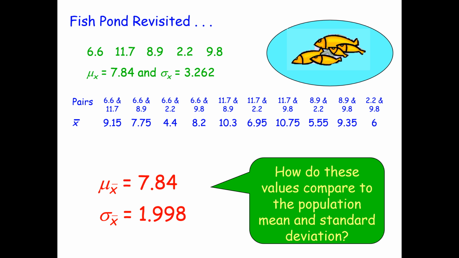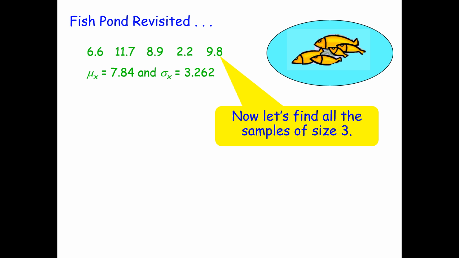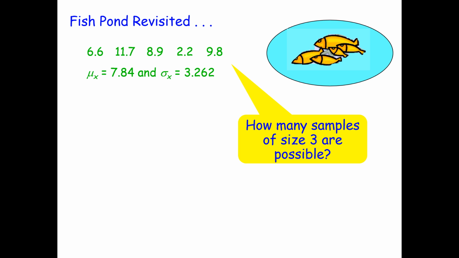How did these values compare to the population mean and standard deviation? So now let's find all of the samples of size 3. How many samples of size 3 are possible?